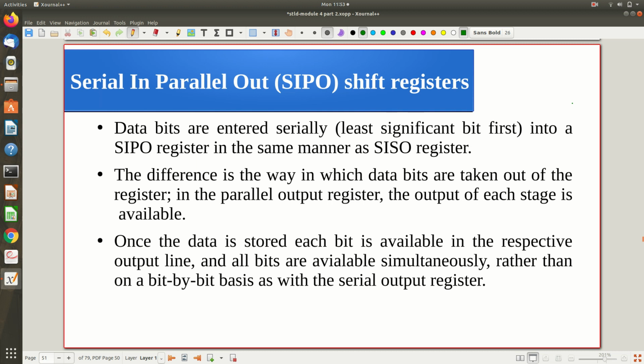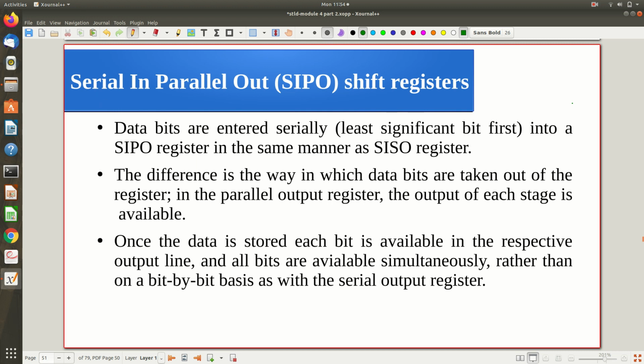The basic concept is that if I need an n-bit register, n flip-flops are needed, so that remains the same here also. Data bits are entered serially, typically the least significant bit first, right? For example, if I want to enter the data 1100, the least significant 0 you enter, then the next 0, then 1, 1, like that you can enter the data into the register. This is entered into a SIPO register in the same manner as SIPO, which we have seen already in serial out. The same way we will apply here for entering the data.